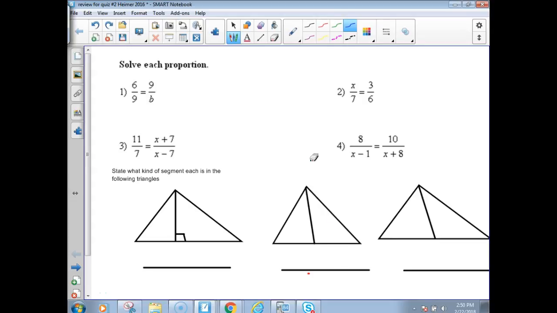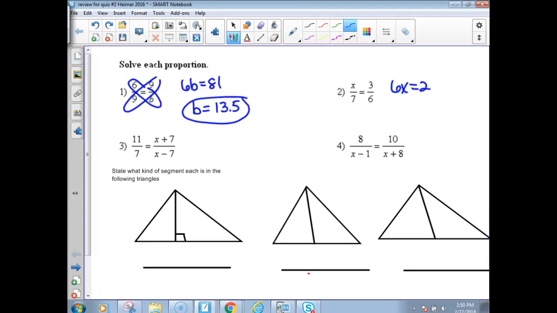Okay, solve each proportion. I'm going to go really quickly because I've asked you guys to already have done these. That's 6b equals 81. Can you please tell me what, when you divide it by 6, what you got? 13.5. Thank you. Number 2, you'd have 6 times x equals 21 when you do your cross products. You would divide both sides by 6 and get 3.5.